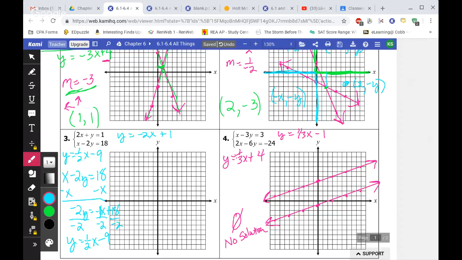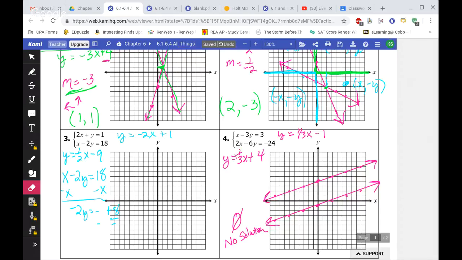All right. So for this one, slope-intercept is y equals 1/2 x minus 9. And something cool about this one: I know they're going to intersect for sure. The slopes are opposite reciprocals of each other. Do you all remember what kind of lines those are when the slopes are opposite reciprocals?